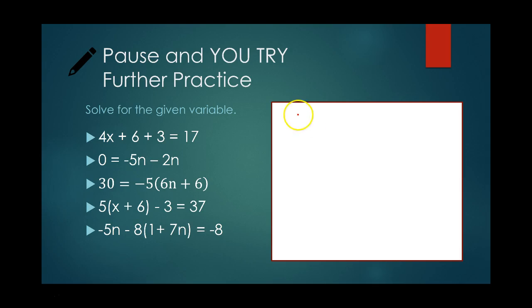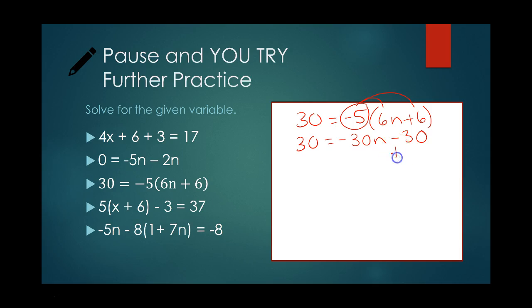All right, the third one. So again, we get a little tougher as we move forward here, so hopefully you could get a good start on some of them. All right, so 30 stays. I can distribute on the right side. So negative 5 times 6n is negative 30n. Negative 5 times a positive 6 gives you a negative 30.